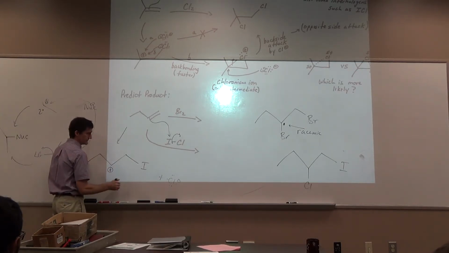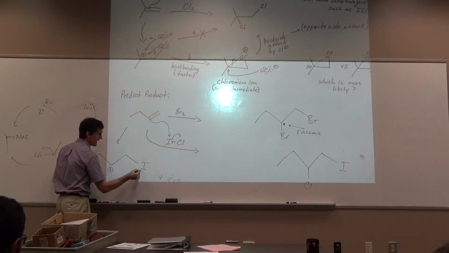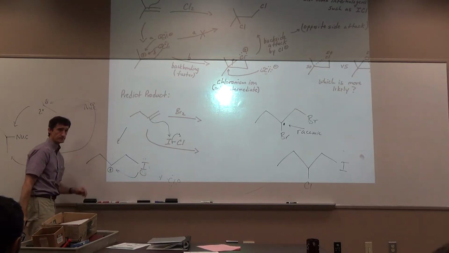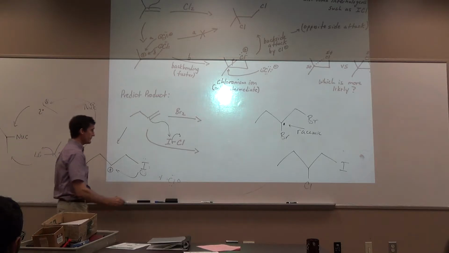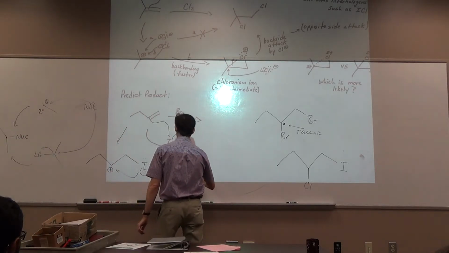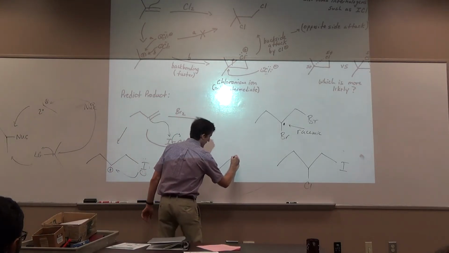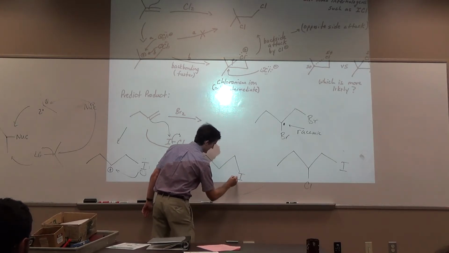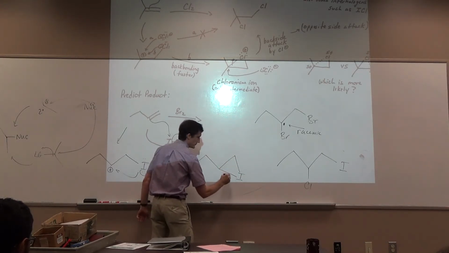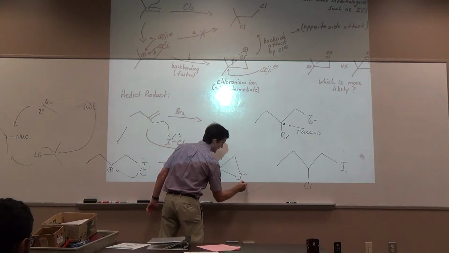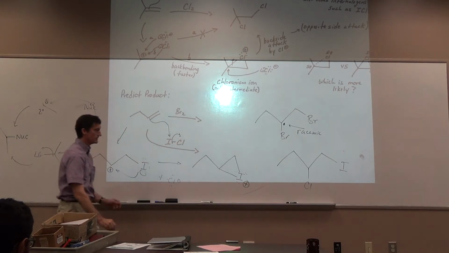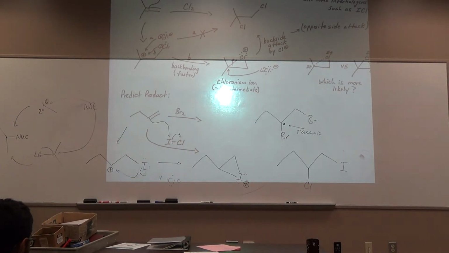What attacks the cation? Iodine back bonds. When it back bonds, what do you get? We get this iodine that's bonded back. It's a three-membered ring, two lone pairs, and that's a positive charge. And that's the so-called iodonium ion.